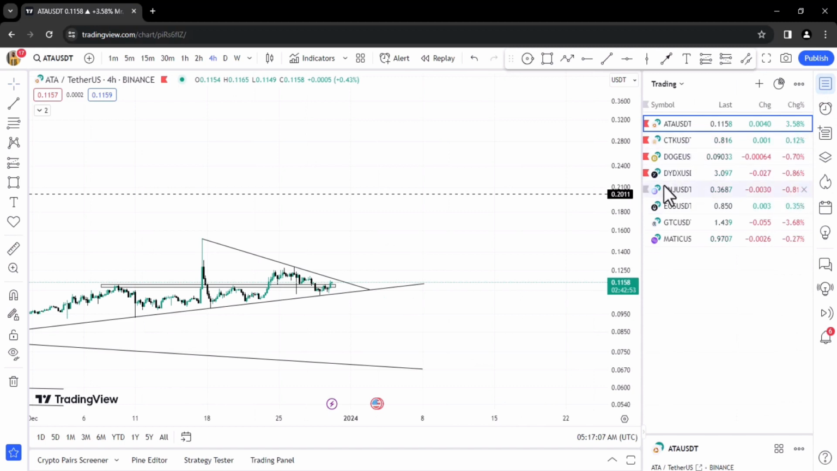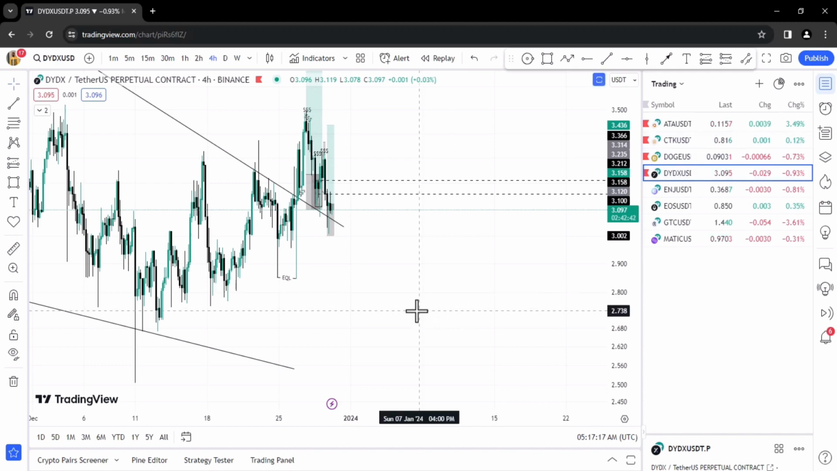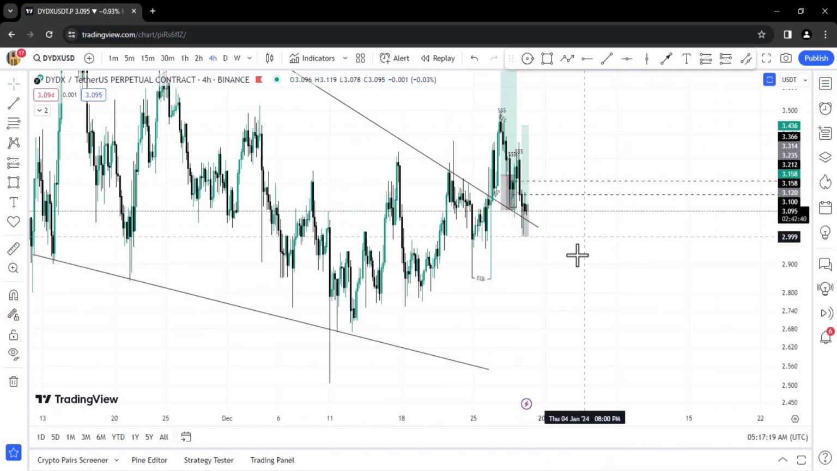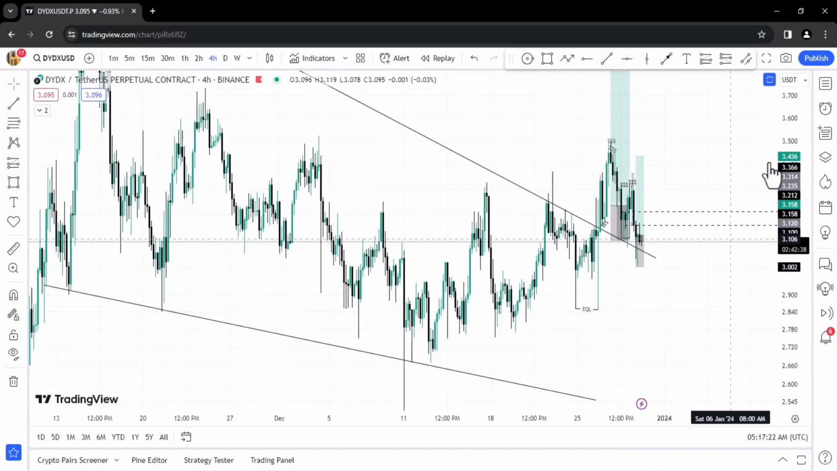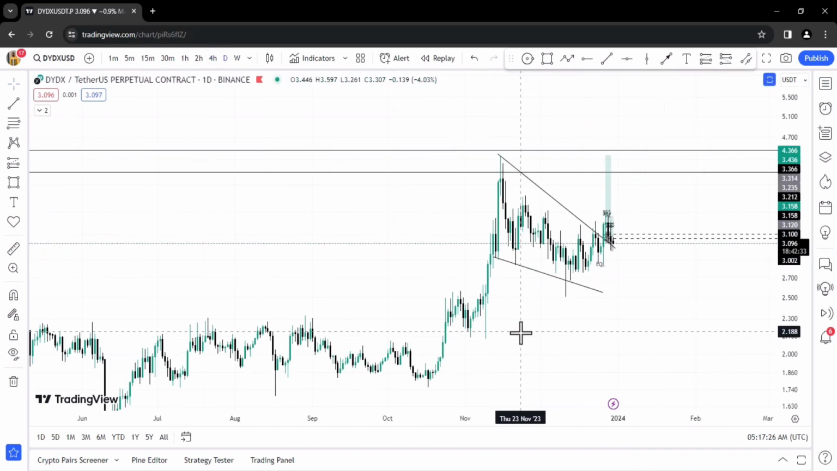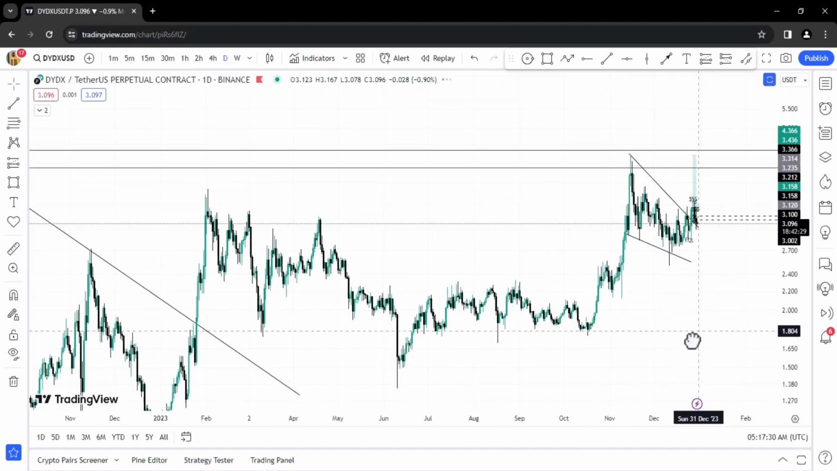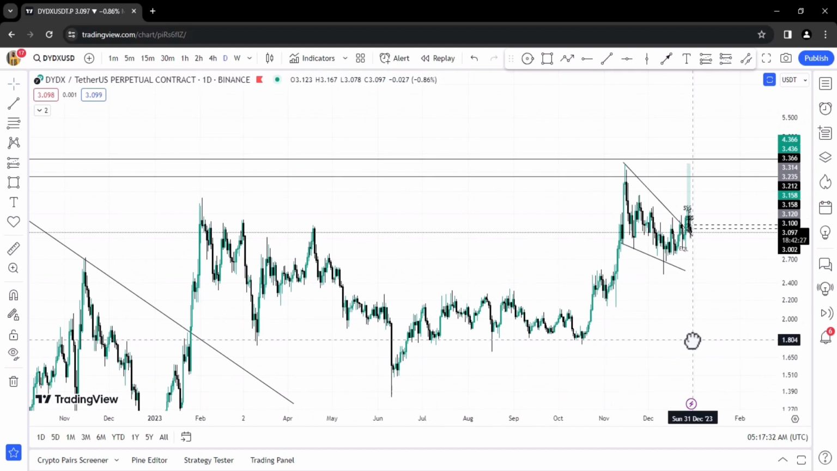My other pair is DYDX. I can't really overemphasize DYDX because I entered the trade somewhere around there. So I'm just trying to share my trade with us. If I go to the daily time frame, you could see, as I usually tell us, the first thing I look out for: where is the market currently and where is the market heading to.